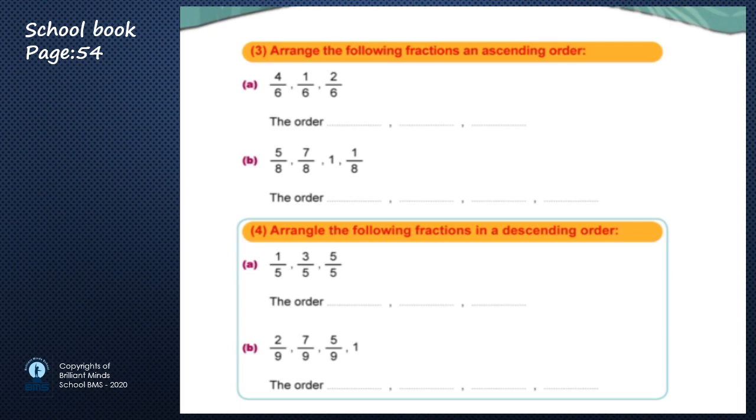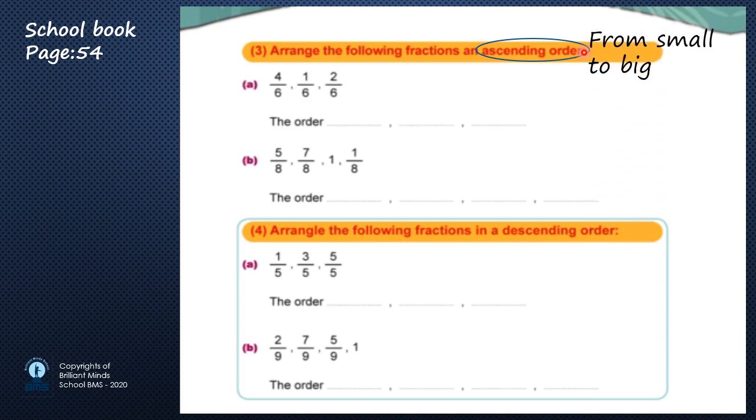Now go to your book, page 54. We're gonna answer question 3 and question 4. Let's read question 3 together. Arrange the following fractions in an ascending order. We said what the ascending order? Ascending order, to put the numbers from the smallest to the greatest.